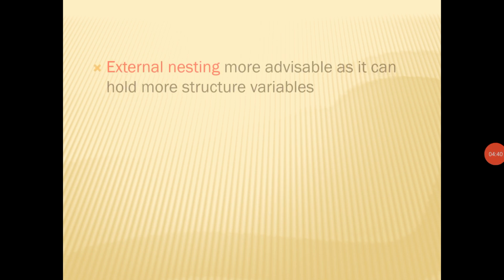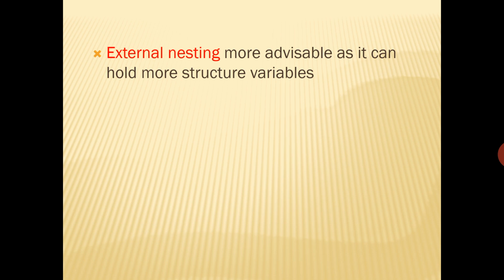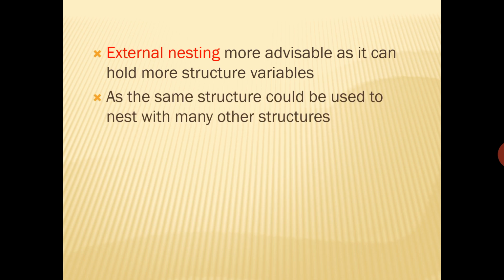Next, external nesting is more advisable as it can hold more structure variables. When we were learning the concept of structures, I mentioned to you that a structure can have more than one variable. So, the same structure could be used to nest with many other structures. As the same structure could be used to nest with many other structures means, that is, in the previous example that we have seen.